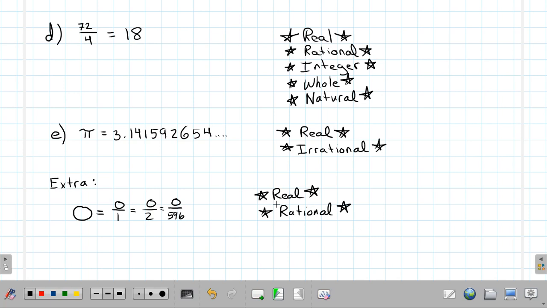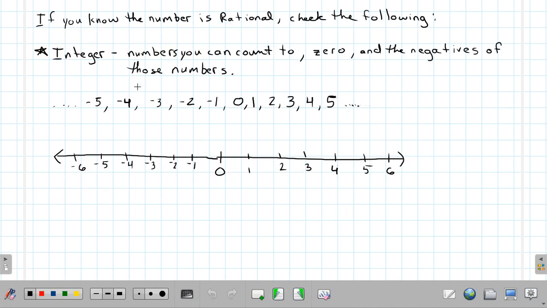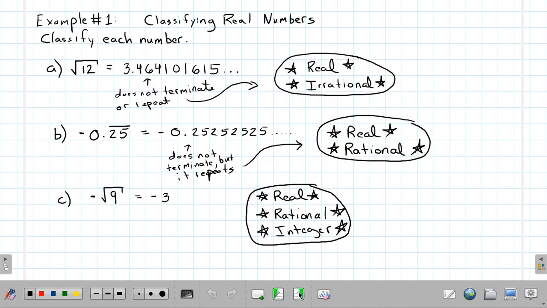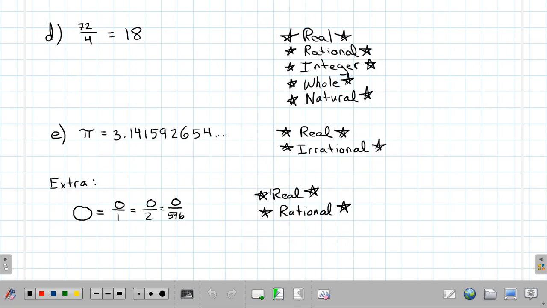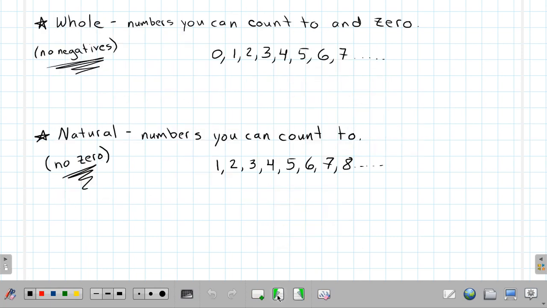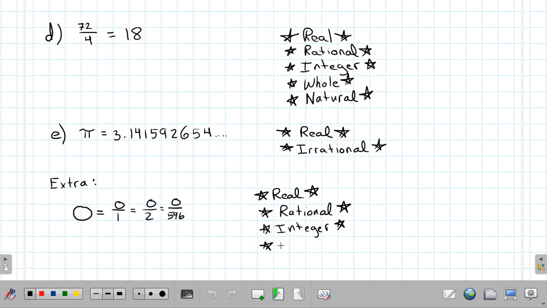Well, then we ask, well, if it's rational, is it an integer? Well, let's go back and look at the integers, numbers you can count to. 0, okay, so 0 is actually an integer. And if it's an integer, we need to ask, well, is it whole? Let's go back to the whole numbers, numbers you can count to, and 0, okay? So 0 is actually a whole number.